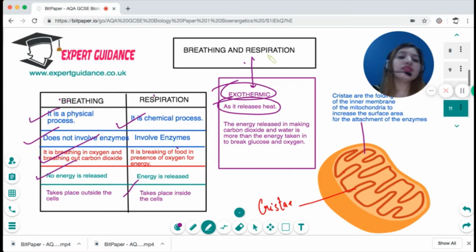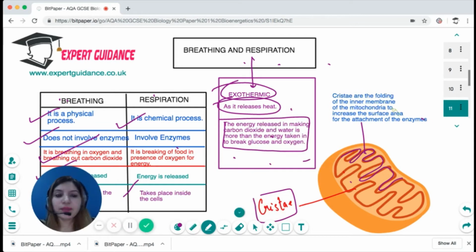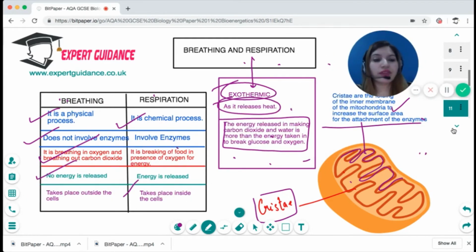Now, if you remember, we just did that photosynthesis is endothermic. So respiration is exothermic. Exothermic means the energy released in making carbon dioxide and water is more than the energy taken in to break glucose and oxygen. Now, I hope you remember the site of respiration, that is mitochondria. If you see, the inner membrane of the mitochondria is folded. These folds are known as cristae. Cristae are the folds of the inner membrane of the mitochondria. They increase the surface area for the attachment of enzymes. Therefore, mitochondria is well adapted to carry out respiration.